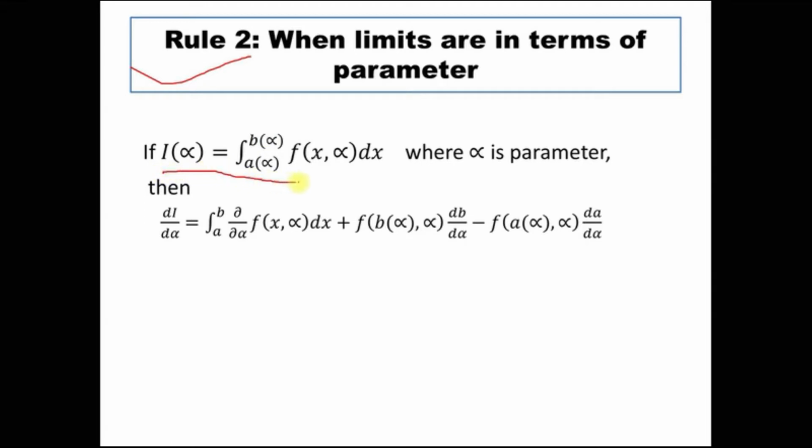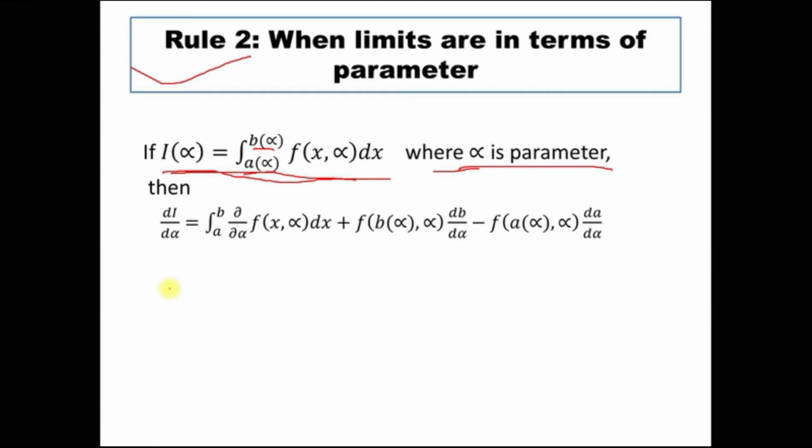If I of alpha is equal to integral from a to b, where a or b are functions of alpha, f of x comma alpha dx, where alpha is parameter. This integral is in the form of parameters. Check the limits of this integral: a of alpha and b of alpha are nothing but functions of alpha, where alpha is the parameter. To solve this type of integral, we can use differentiation under integral sign rule number 2.